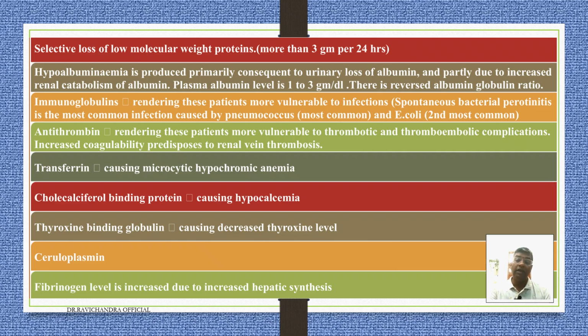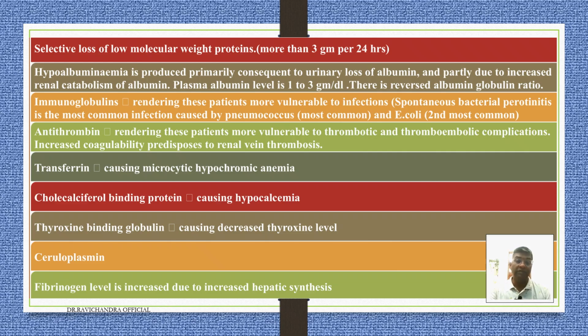And there will be hypoalbuminemia, because as more and more albumin goes out of the body through urine, there will be decreased levels in the blood. Hypoalbuminemia is produced primarily consequent to urinary loss of albumin, and it is partly due to increased renal catabolism of albumin. Plasma albumin levels are 1 to 3 grams per deciliter. There will be reversal of the albumin to globulin ratio.